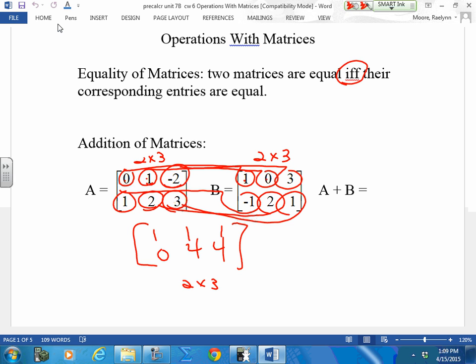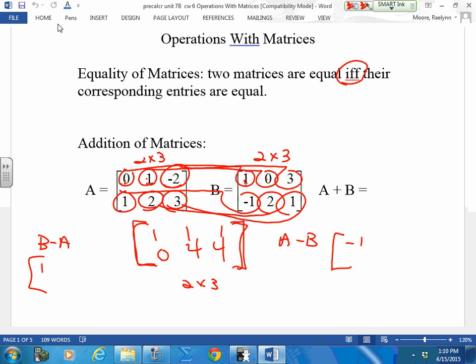We make a matrix with a big bracket around it, and we end up with the same dimensions, the same order as our two other ones. We can subtract these as well. It doesn't matter what order we add them in, but it does matter what order we subtract them in. If we do A minus B, then this is 0 minus 1, and so forth. If we do B minus A, then it's 1 minus 0. See the difference? Order will matter on your subtract, but not on your add.